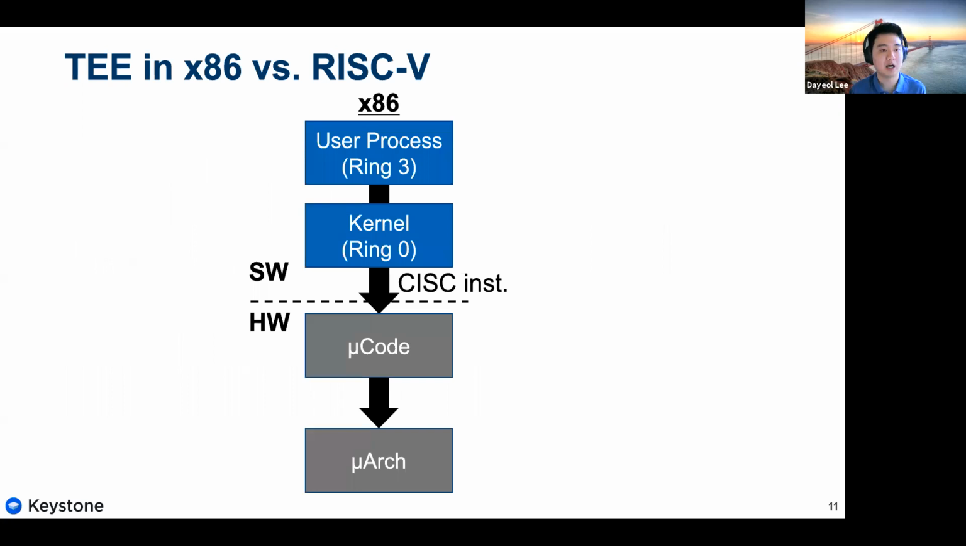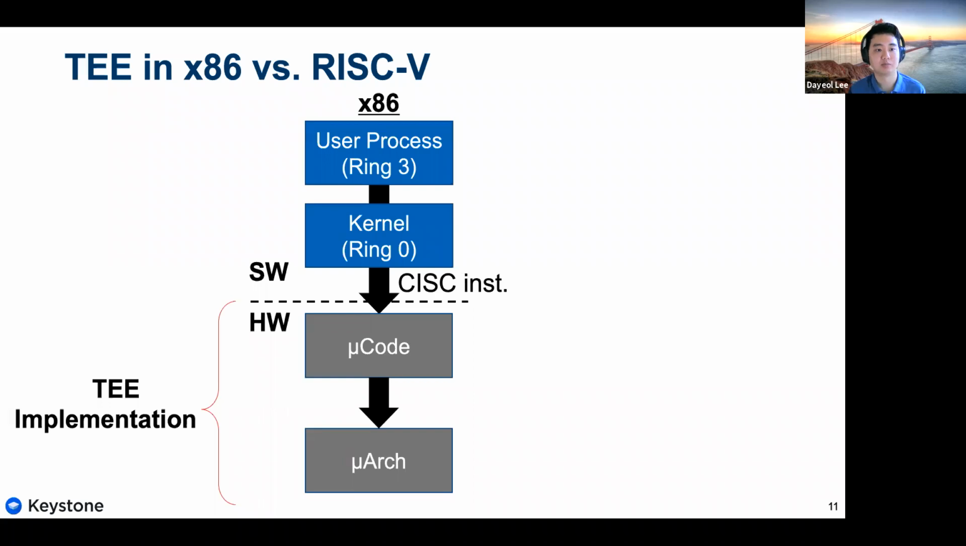So how do we implement TEE in RISC-V? I'll talk about it by comparing x86 and RISC-V. Here's the difference between x86 and RISC-V privilege levels. In x86, the kernel is running in ring 0 privilege, and both user process and kernel will interact with the hardware using x86 instructions. These instructions are executed once translated in the hardware to microcode, and the hardware microarchitecture will run this microcode. So usually, in order to implement TEE in this CISC architecture, we implement them in the microcode layer.